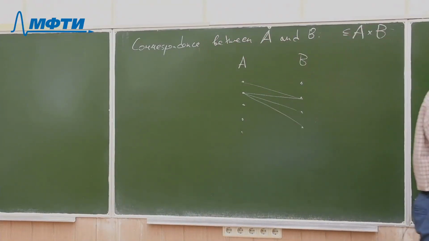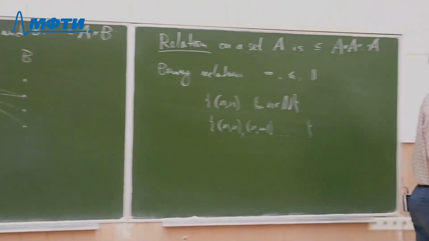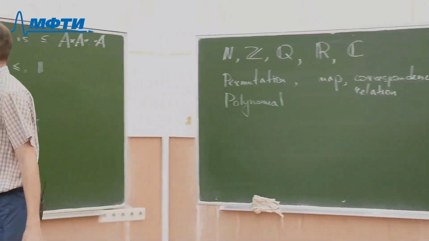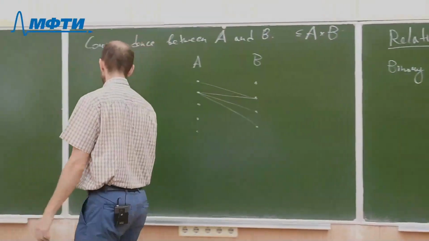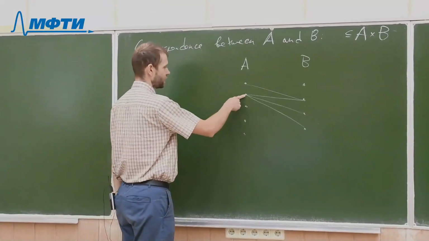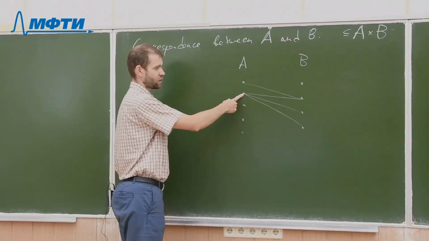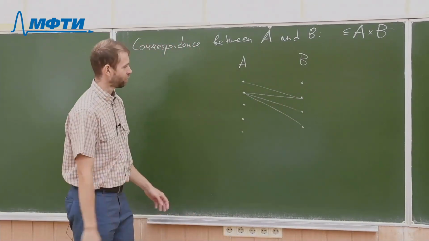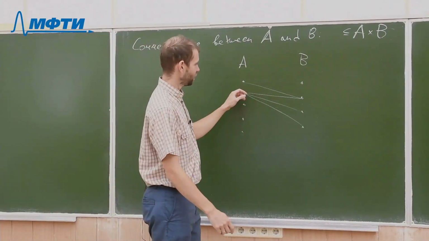And a mapping, or a map, is now a special kind of correspondence. So a map is a thing where every object in A has just one arrow to the right. I can call those arrows pointing from left to right.